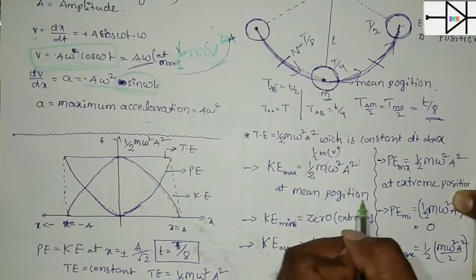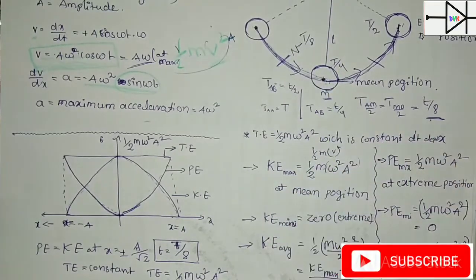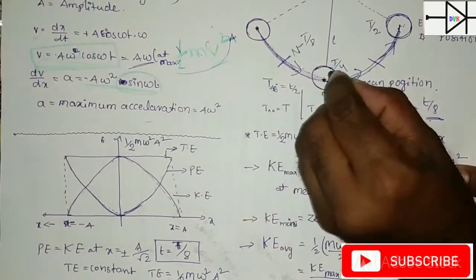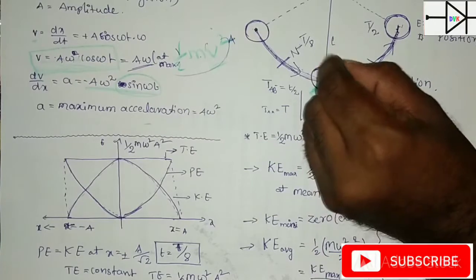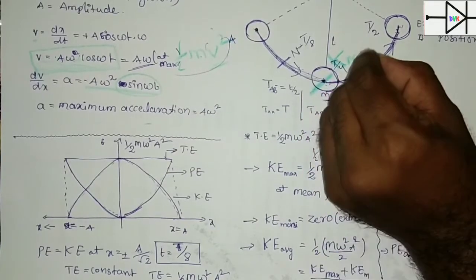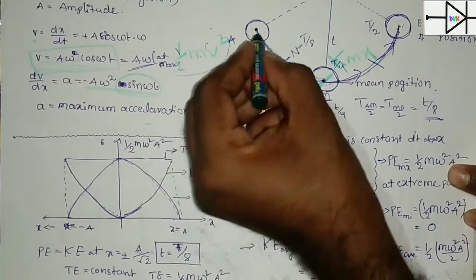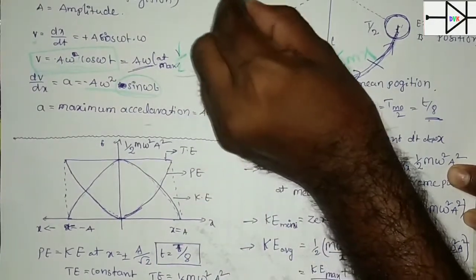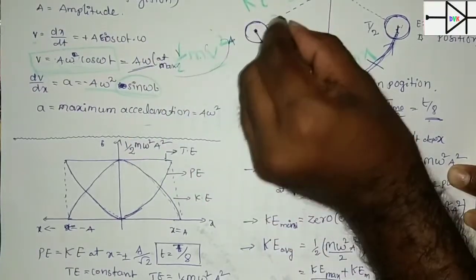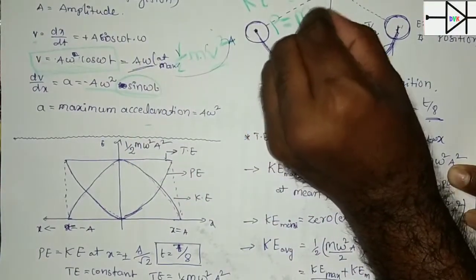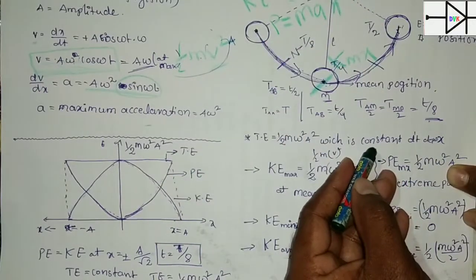At the mean position, we get maximum kinetic energy, KE maximum, right? At the extreme position, kinetic energy is equal to 0, and potential energy is equal to maximum, right? Potential energy is maximum.